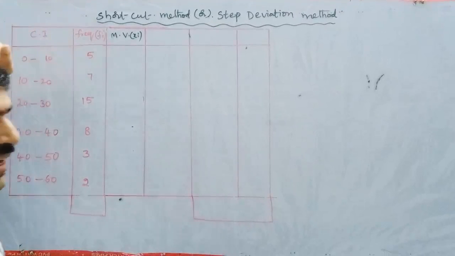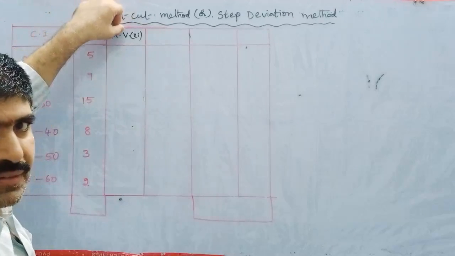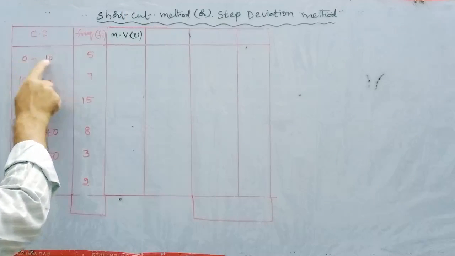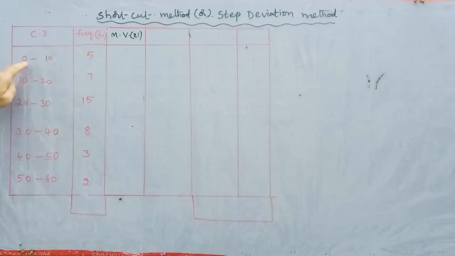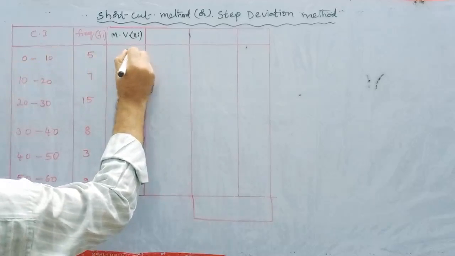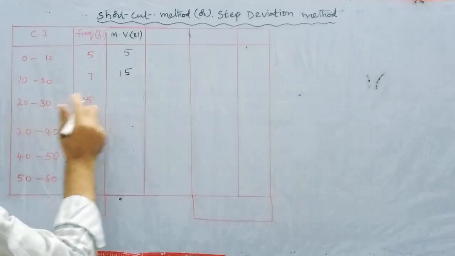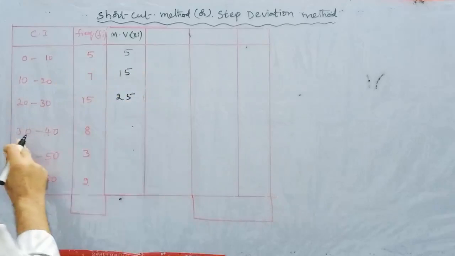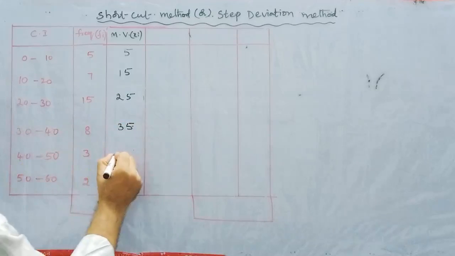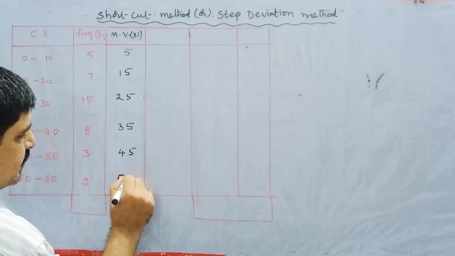In any of these three methods, to find the mean, the mid value is common. So how to find the mid value? Mid value is nothing but the average of the class interval, a plus b by 2. So 0 plus 10 by 2 is 5. 10 plus 20 by 2, 15. 20 plus 30 by 2, 25. 30 plus 40 by 2, 35. 40 plus 50 by 2, 45. 50 plus 60 by 2, 55.